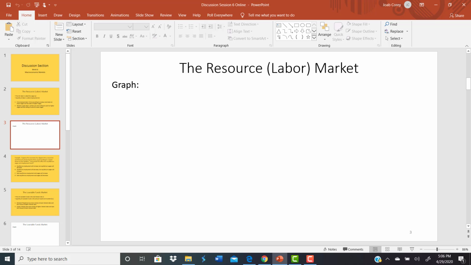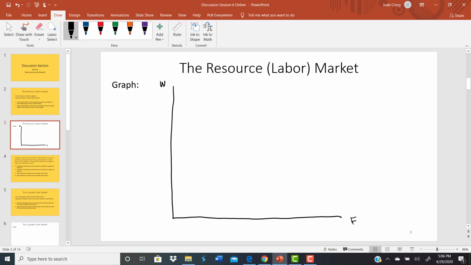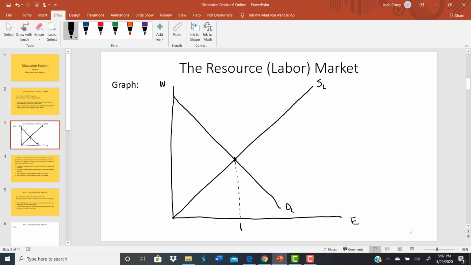All right, so let's go ahead and graph out that labor market. Again, all these graphs are going to look relatively similar, just with a different name for price and quantity. If we're talking about the resource market, focusing on the market for labor, you're going to have wage measured as the price of labor and employment measured as the quantity of labor. You're going to have an upward sloping labor supply curve, looking something like that, and then a downward sloping labor demand curve, looking something like that. And then where the two intersect, you have an equilibrium employment level.